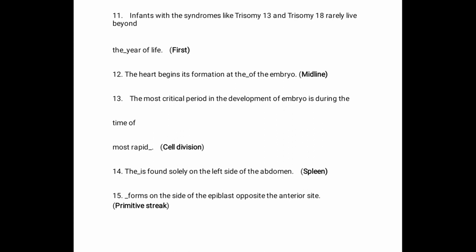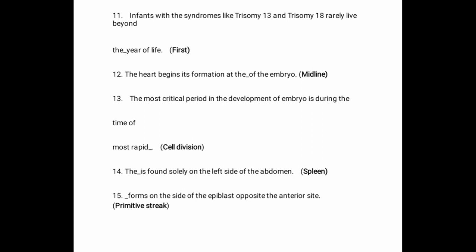12. The heart begins its formation at dash of the embryo. The location is midline. The answer is midline. The complete statement is: the heart begins its formation at the midline. The most critical period in development of the embryo is during the time of most rapid cell division. The answer is cell division.